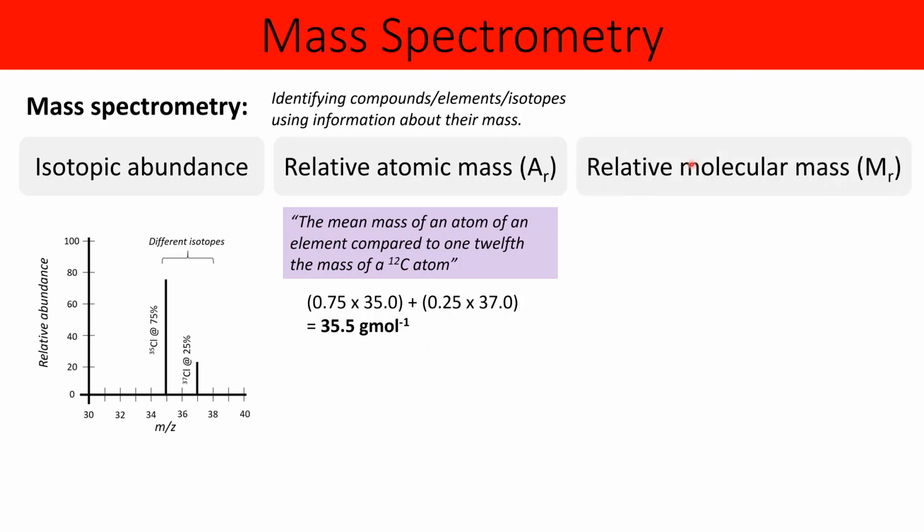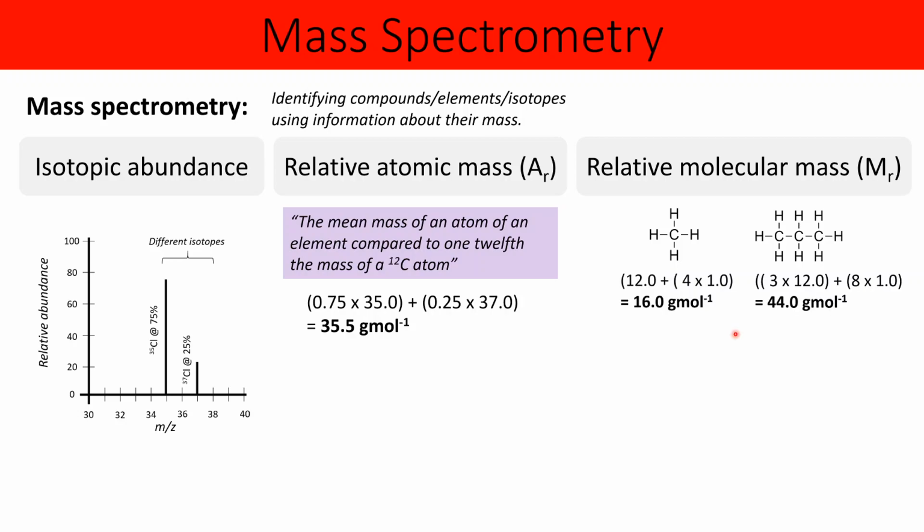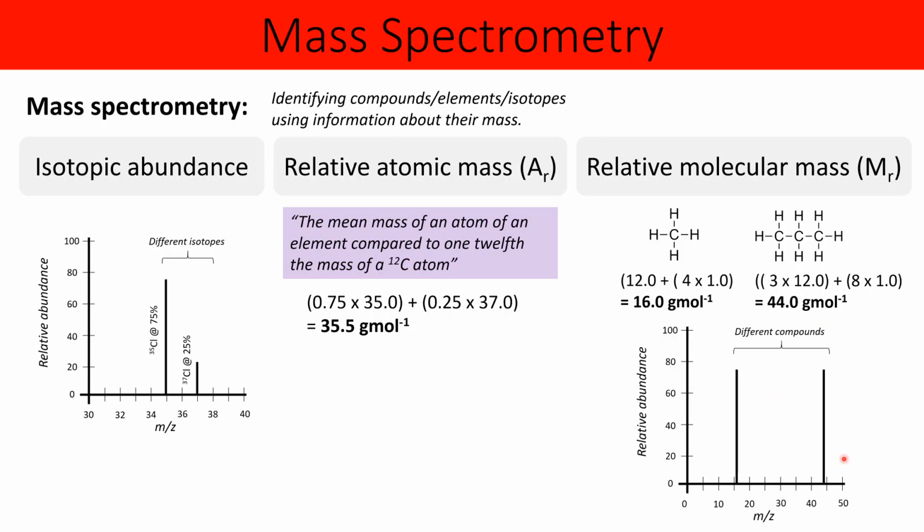You might also use mass spectrometry to look at relative molecular masses, or Mrs. So if I take these two compounds, I've got methane and I've got propane. If I work out the Mr, methane weighs 16 grams per mole, propane weighs 44 grams per mole. If I ran a spectrum of a mixture of the pair of them, I would be able to see that I've got two different compounds on the basis that the two peaks have different m/z values.